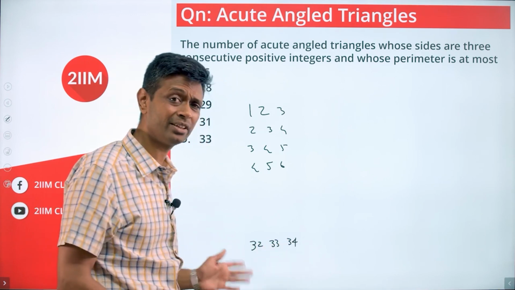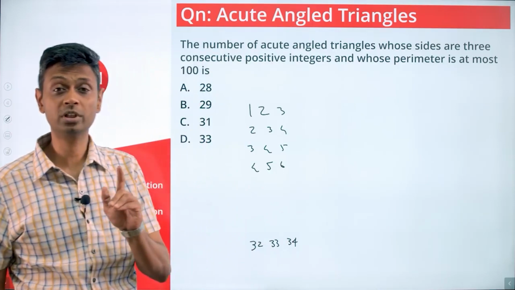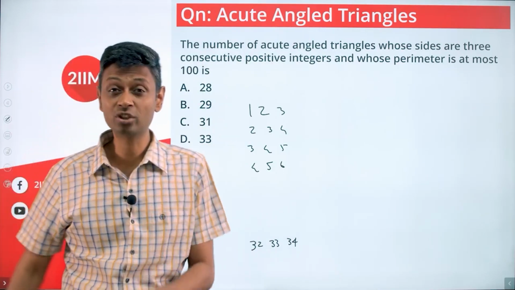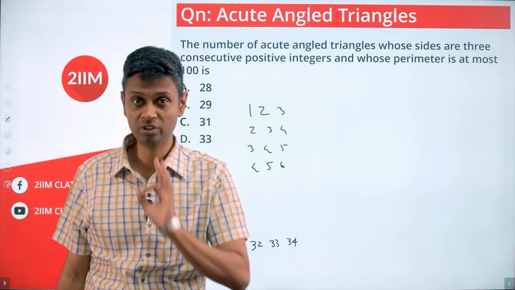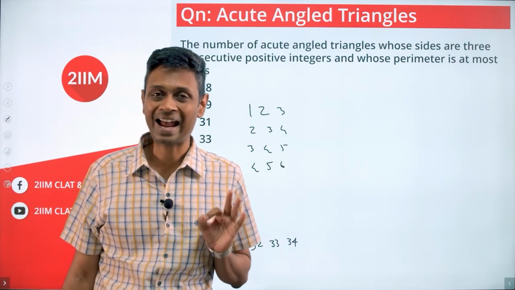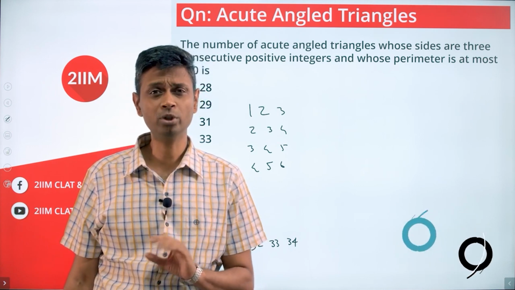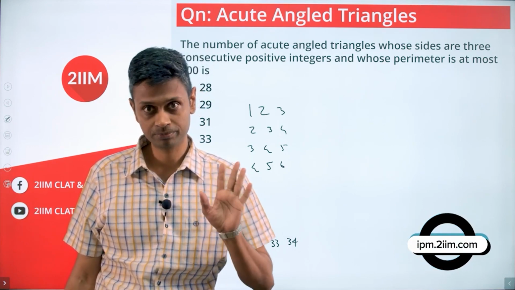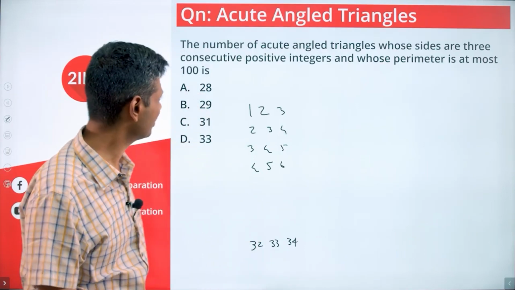We cannot have 33, 34, 35. 33 plus 34 plus 35 is 102. That doesn't work. All of these are sets of 3 consecutive integers that add up to less than 100. We have not come to the triangle angle. We have definitely not come to the acute angle triangle angle. Lovely. So let's look up the triangle thing.